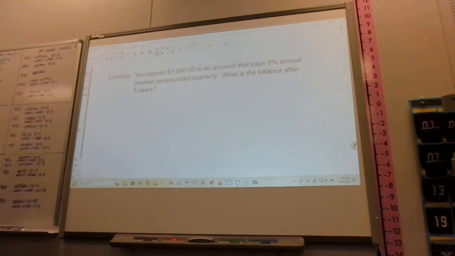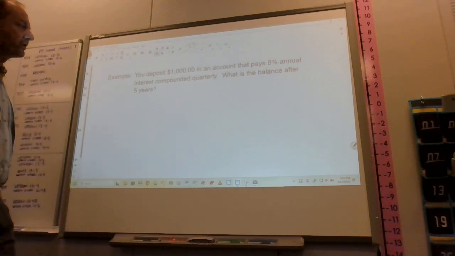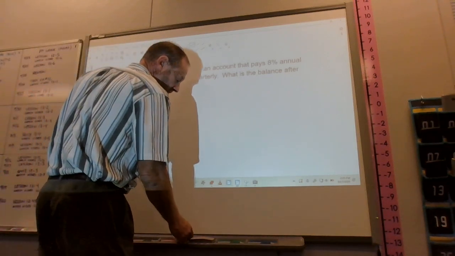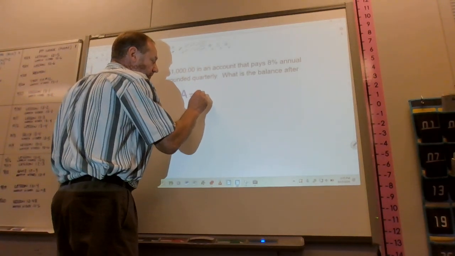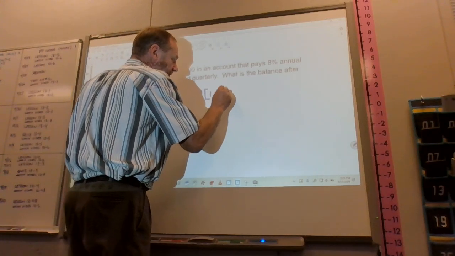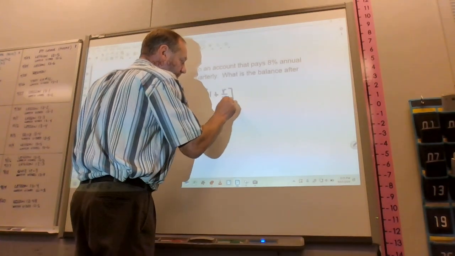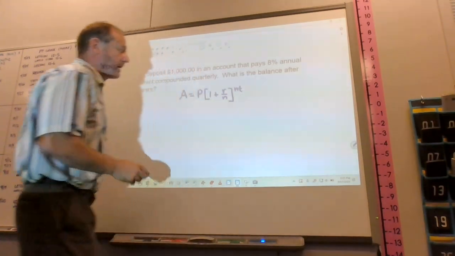So, you deposit $1,000 in an account that pays 8% annual interest compounded quarterly. What is the balance after 5 years? Okay, so here we go. I'm going to write down my formula. I always write down the formula on every problem.